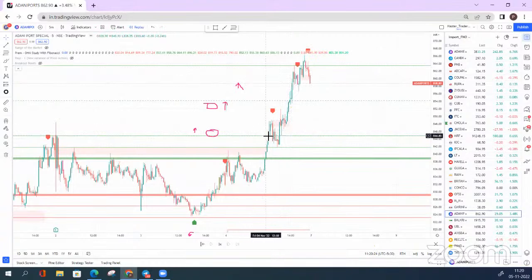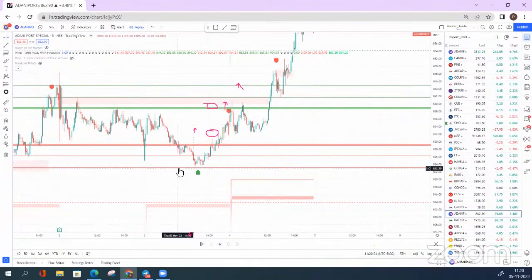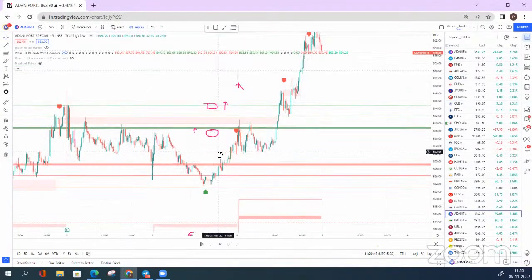Once a script crosses above this level, we have a target of 864. That is for sure, so you don't need to worry about anything. If the stock is falling, this is the maximum low that it can go. If the stock is completely bad, then it will go unidirectionally coming down. So this is how you need to work with this indicator.